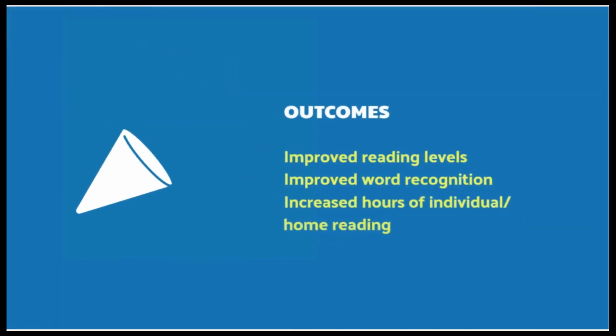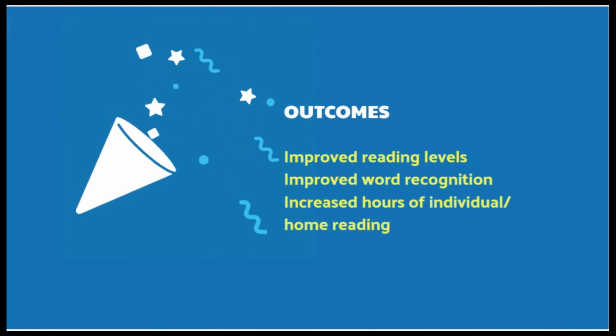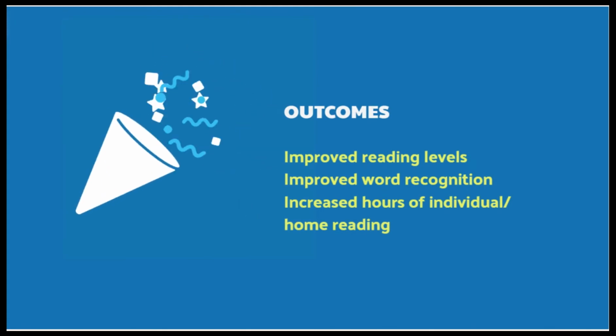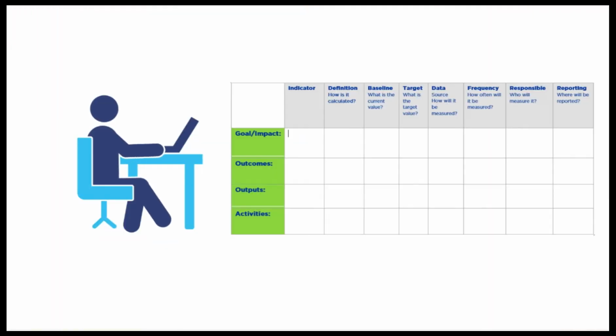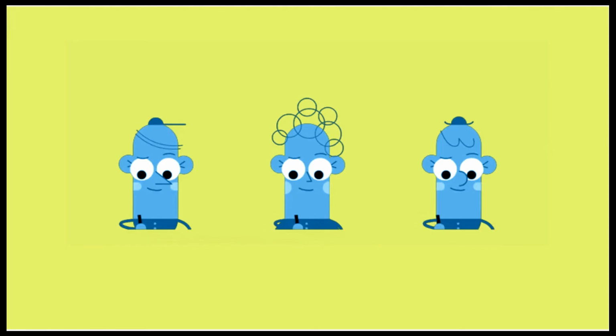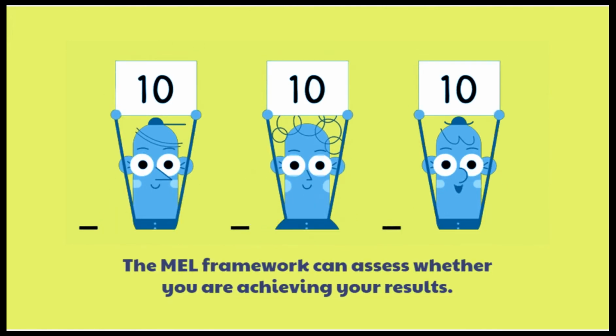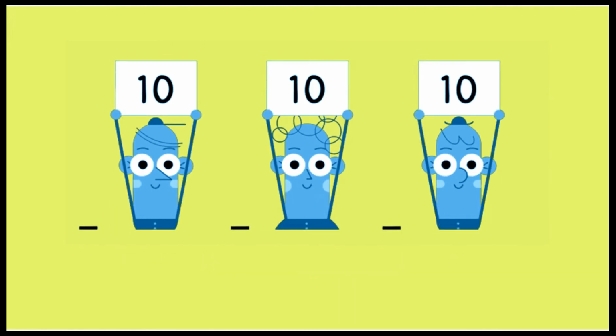The outcomes would be improved reading levels, improved word recognition, and increased hours of individual or home learning. By the end of this, the first column of your M.E.L framework, highlighted here in green, would be populated. We can use the M.E.L framework as a tool to assess whether we are likely to achieve our results.